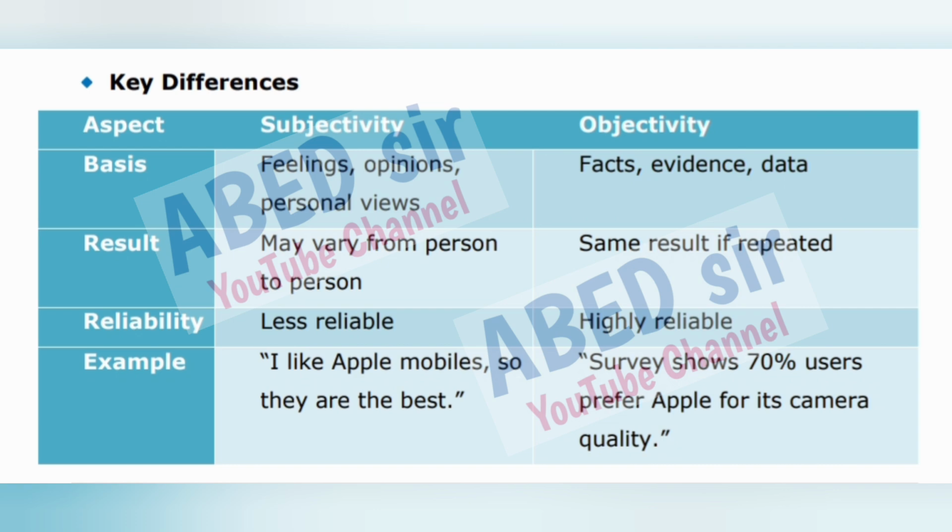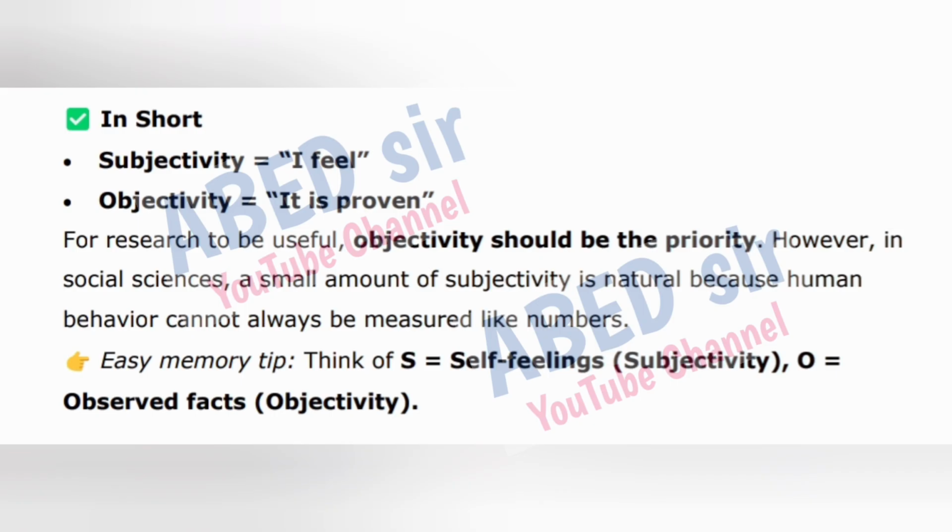Example, I like Apple mobiles, so they are the best. Survey shows 70% users prefer Apple for its camera quality. In short, subjectivity is equal to I feel. Objectivity is equal to it is proven.